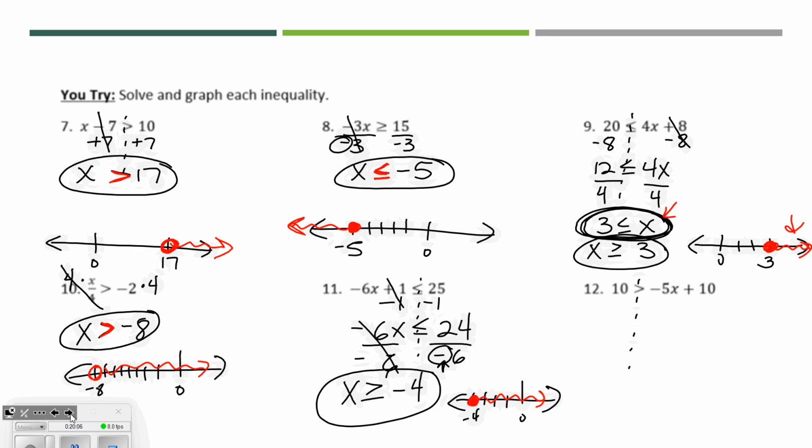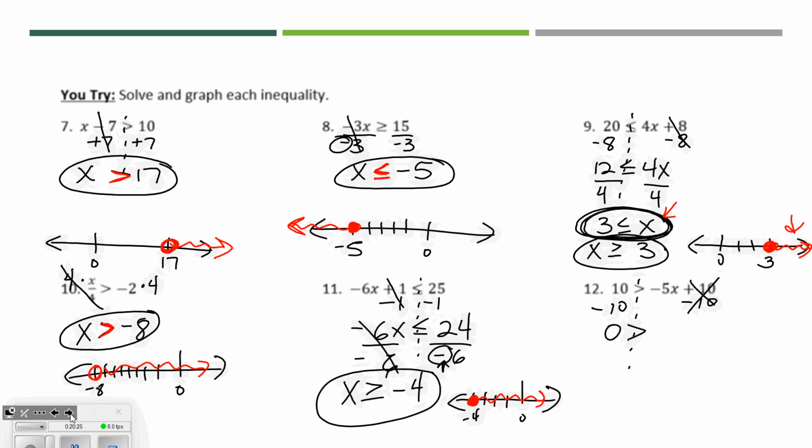All right, last but not least, number 12. So number 12, get x by itself, SADMAP. I'm getting rid of this positive or plus 10, so I need to subtract 10 from both sides. Subtract 10. 10 minus 10 cancels, right? Wait a minute, I have 10 minus 10 on the left as well. That cancels, or in other words, it gives me what number? 10 minus 10 is 0.